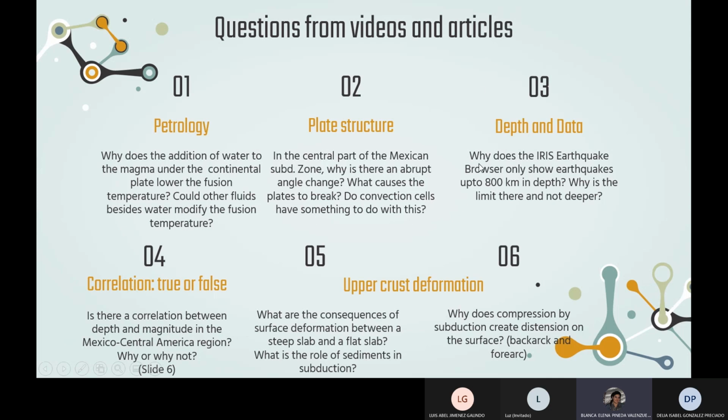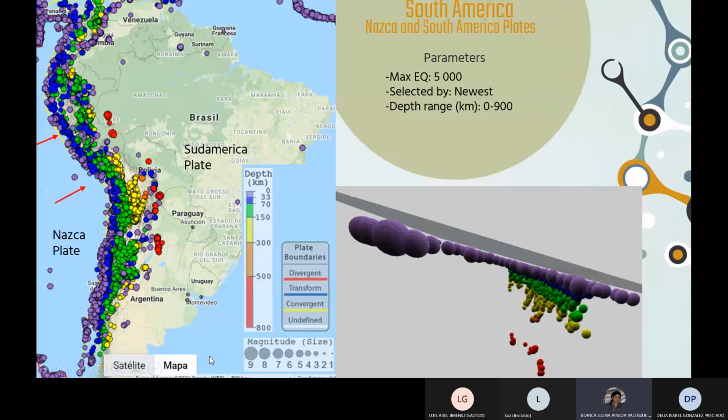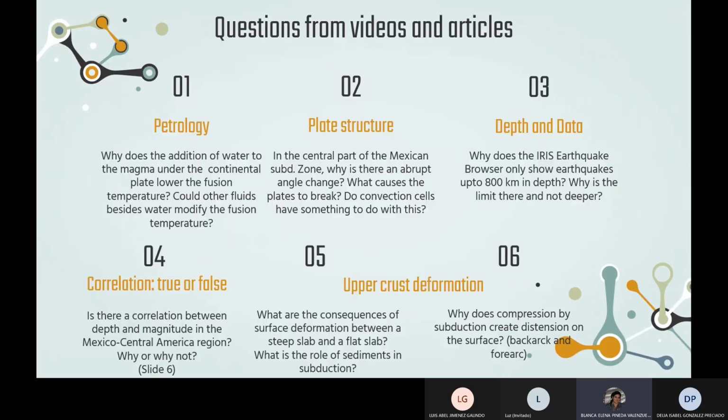Regarding depth and data, why does the IRIS earthquake browser only show earthquakes up to 800 kilometers in depth? Why is there a limit there and not deeper? Regarding correlation, true or false, is there a correlation between depth and magnitude in the Mexico Central American region? Why or why not? This is regarding this graph here.